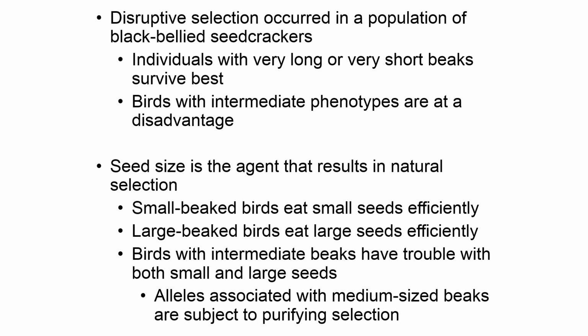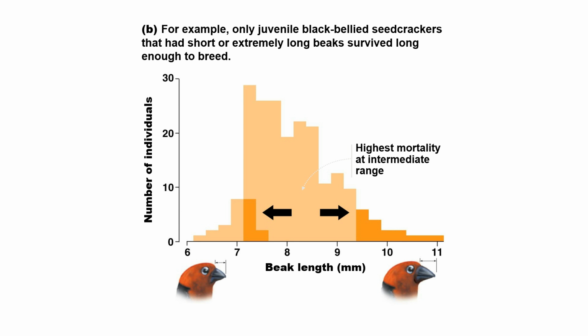Now again, this depends upon, within a population, the amount of the food supply. So if you have a steady or relatively large supply of small and large seeds, then those birds, the smaller and larger beak size, will survive. So here you're seeing a nice little bell-shaped curve.